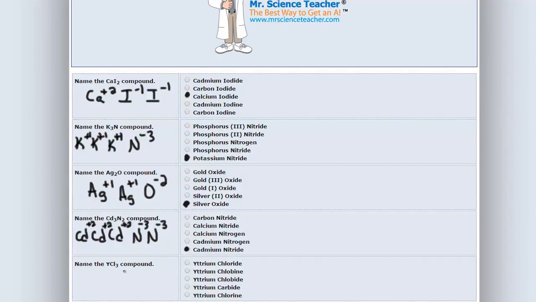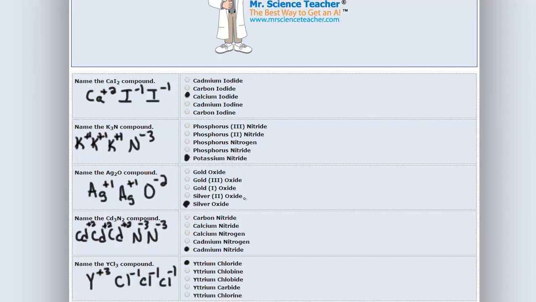Name the YCl3 compound. Y is yttrium, and Cl is chloride. Yttrium is a +3 ion, and the chloride is the -1 ion, and we have 3 of them. All right, yttrium chloride.